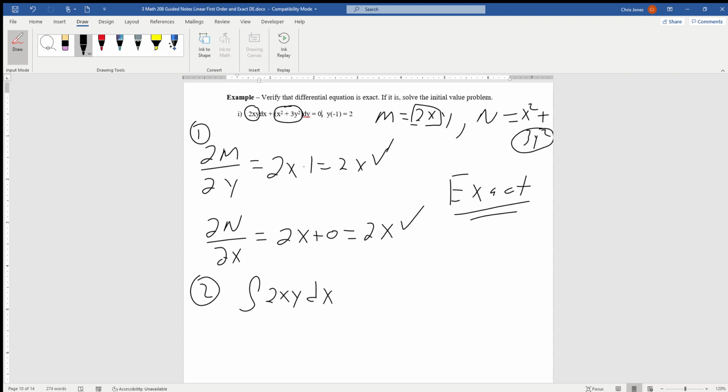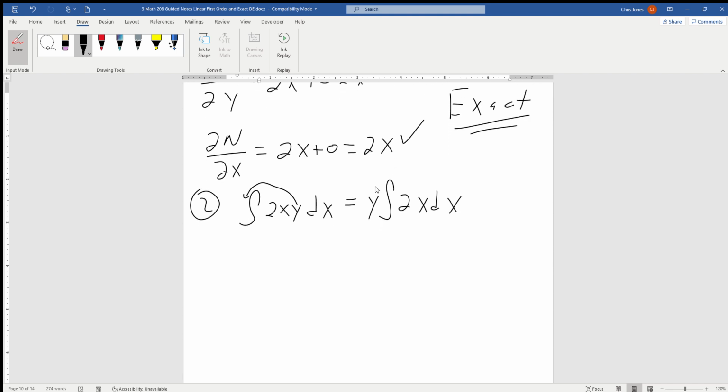Now think of y as a constant, so just pull the y out front. If you've never done multiple variable integration, just think of it like a constant. And we know the antiderivative of 2x is x squared. So what we're going to get, and here's where we have to be careful, we are going to get x squared y, not plus C, but some function g of y.